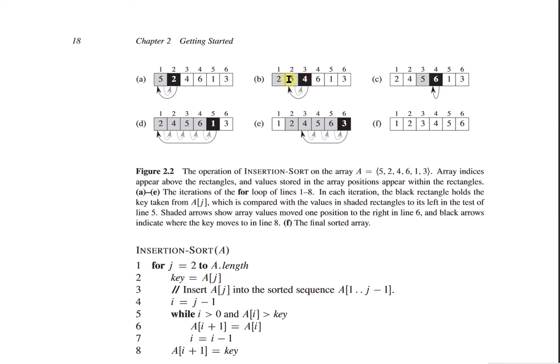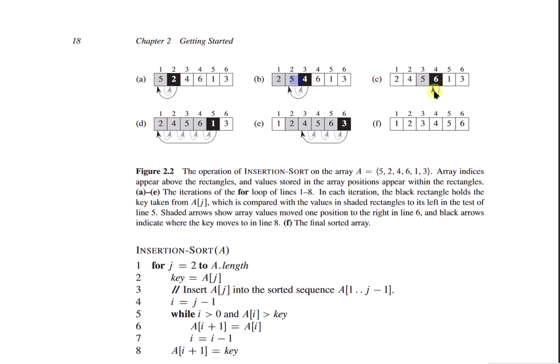For the second instance, j is equal to 3, key we are putting as 4. We are comparing it with the second location. I is greater than 0, of course, I is equal to 2 there. And A of I, 5, is greater than 4. So we are moving 5 to the next location. We are moving I to the first position and we are again checking. But 2 is not greater than 4. So this while condition is broken, and A of I plus 1, the second position, is given the key equal to 4.